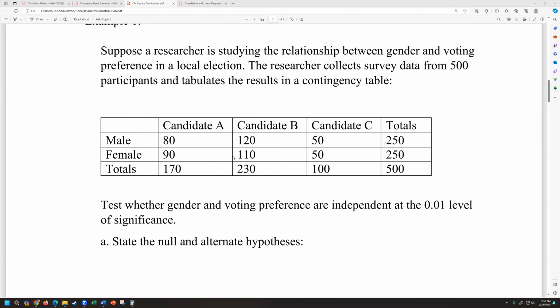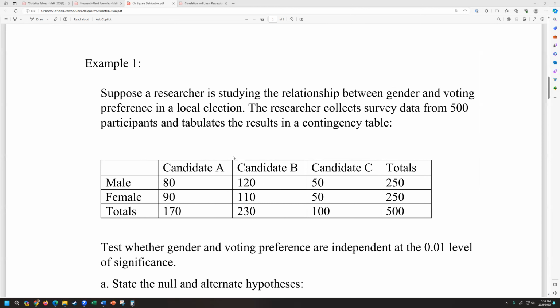Okay, so let's just jump right in and look at one of these. So I'm not going to do both independence and homogeneity. I'm going to do just one of those since they're very similar in terms of the test. The big difference comes in how you write your null and your alternate. So suppose a researcher is studying the relationship between gender and voting preference in a local election. The researcher collects survey data from 500 participants and tabulates the results in a contingency table.